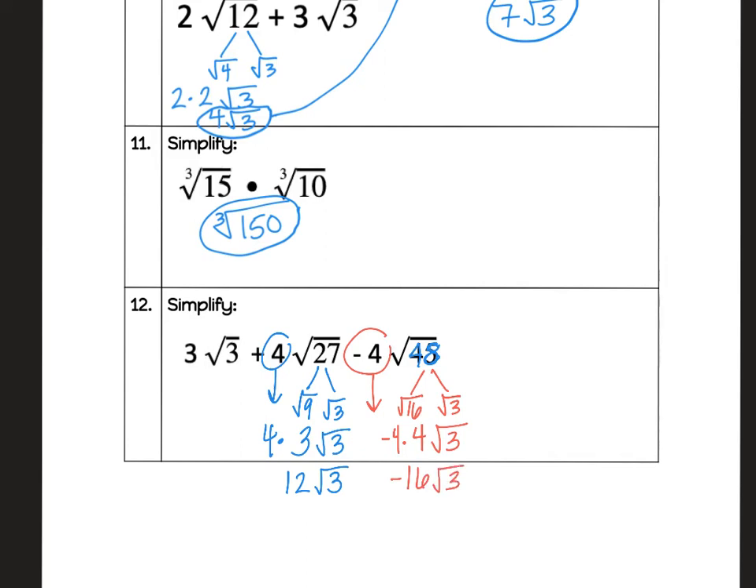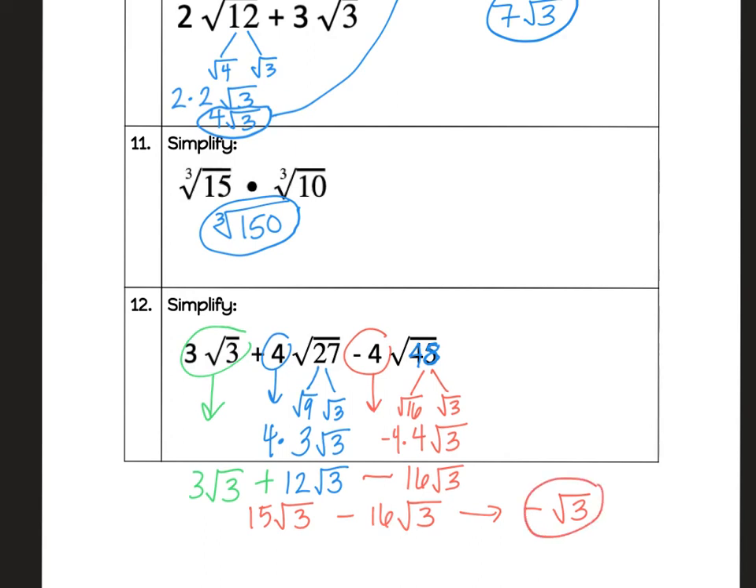So as you can see, with each of these, I have the same radicand. So we are going to be adding, and then we're going to be subtracting. We're going to follow order of operations, so we are going to go from left to right. So 3 plus 12 gives me 15 square root of 3. And then I have 15 minus 16, which is going to give me negative 1, which I don't need to write the 1, negative square root of 3. So that is my answer.